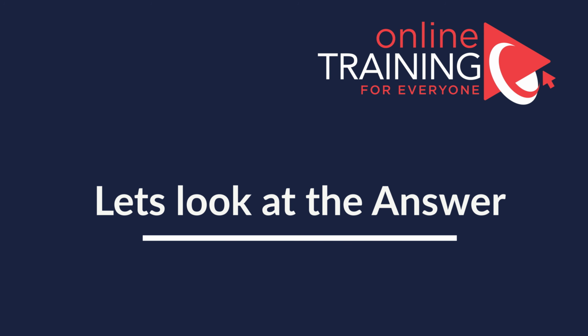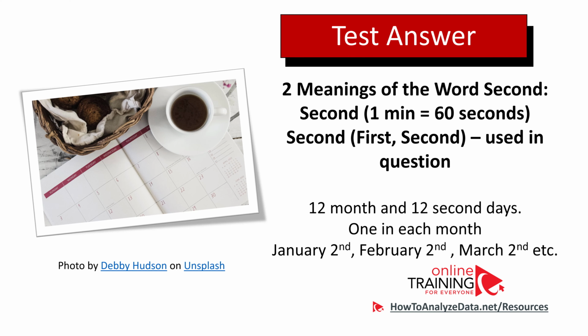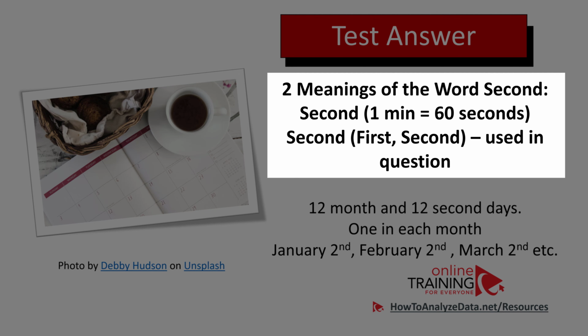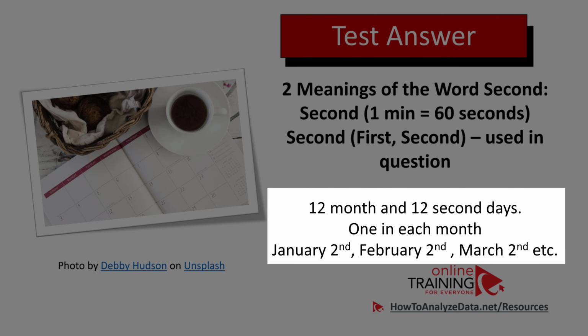Now let's continue and get to the correct solution together. Obviously, this is a tricky question, and it challenges you in understanding of the word second. There are two meanings in the word second. One is second, for example, 1 minute has 60 seconds. But second one is second, where you have sequence of first and second. And the second meaning of the second is used in this particular question. So if we go back to the question, in the year there are 12 months, and there are 12 second days. 1 second day in each month. January 2nd, February 2nd, March 2nd, and etc.